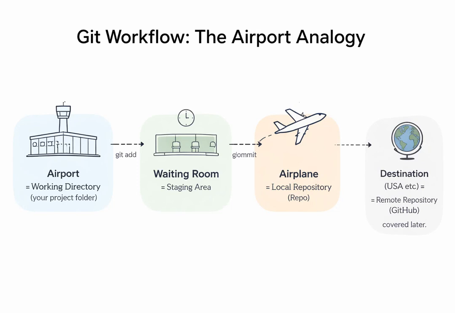Here is the most important concept in Git, and the instructor uses a brilliant analogy to explain it. Think about going to an airport. First, you're at the airport. That's your working directory, your project folder where you do all your work. From the airport, you go to the waiting room. That's the staging area, where you prepare the files you want to commit. From the waiting room, you board the airplane. That's the local repository, where your committed changes are stored. And eventually, the airplane flies to a destination like the USA. That's the remote repository on GitHub. This 3-stage flow, working directory, staging area, repository, is the heart of how Git works. Understand this, and you understand Git.